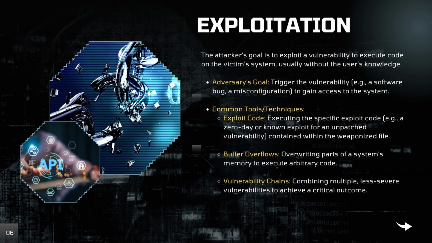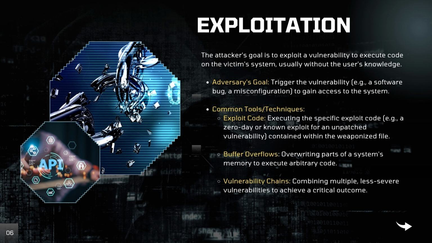Exploitation is the critical moment. The attacker's goal is to exploit a vulnerability to execute code on the victim's system, usually without the user's knowledge. Techniques include executing the specific exploit code, which could be for a 0-day or a known, unpatched vulnerability. They may also use buffer overflows, which means overwriting parts of a system's memory to execute their own arbitrary code, or link together vulnerability chains to achieve a critical outcome from multiple minor flaws.